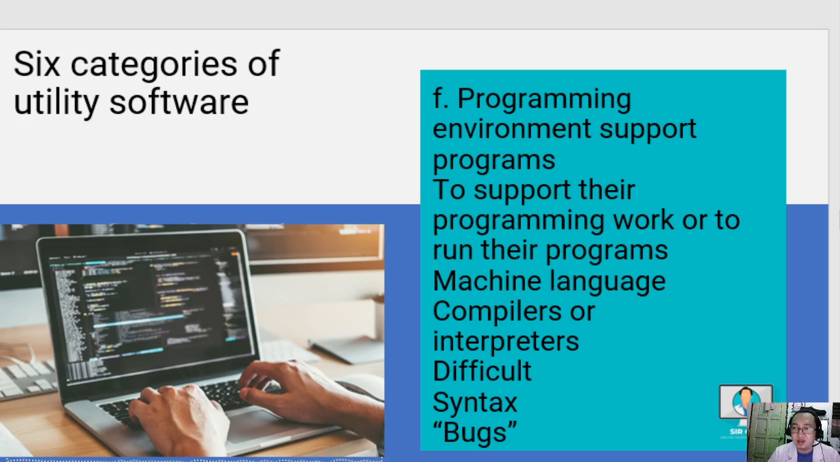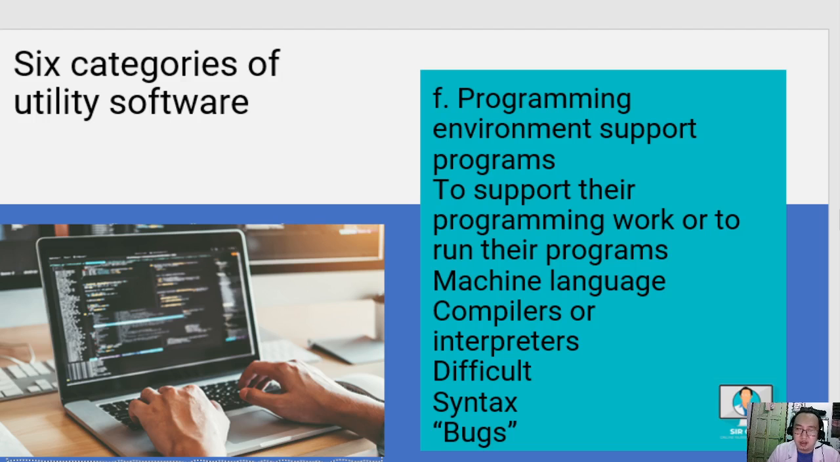Then we have another one, programming environment support programs. These are used by program developers to support their programming work and to run their programs. Computers cannot read or understand human language, so programs must change the language in which developers write the code, these coding skills and abilities, into machine language, or what is nowadays known as coding.